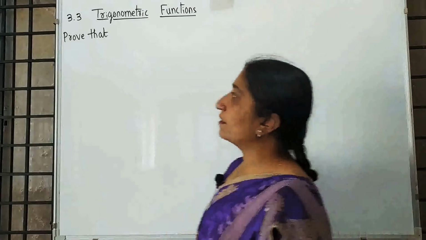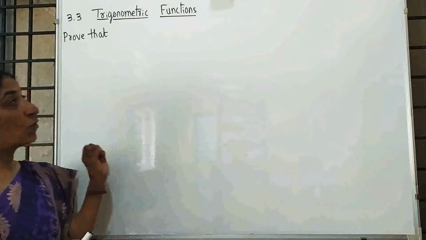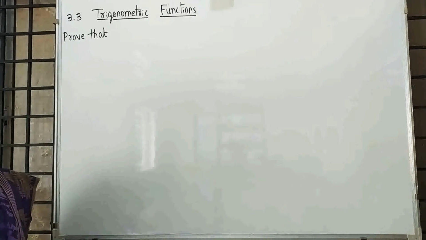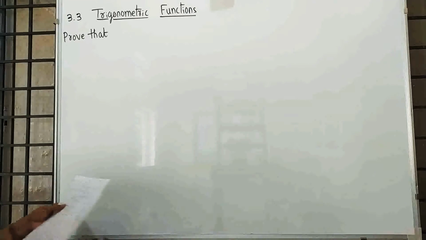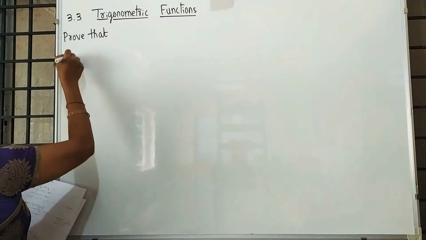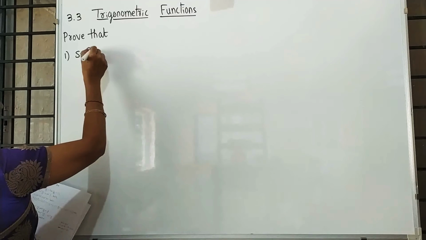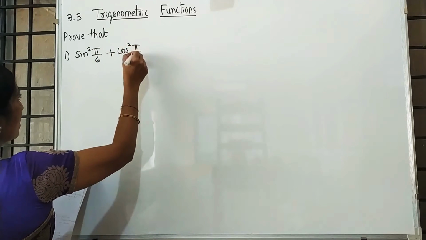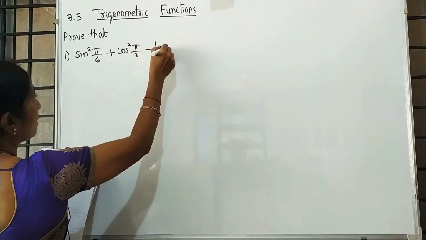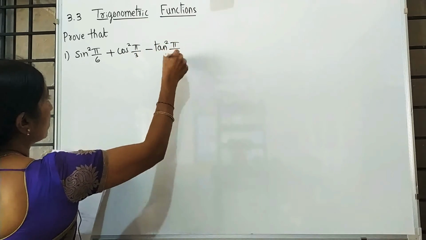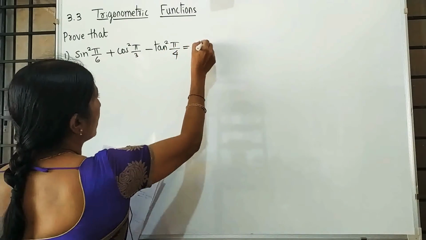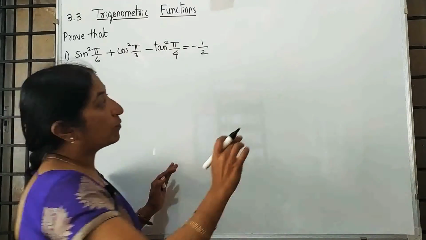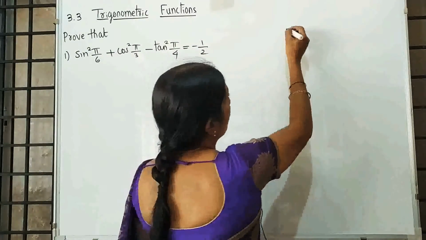Here in exercise 3.3, there are 5 questions with one common heading: prove that. The questions are like this. First one: prove that sin square pi by 6 plus cos square pi by 3 minus tan square pi by 4 is equal to minus 1 by 2. For these types of examples, the table is very important. Which table? Standard value table.